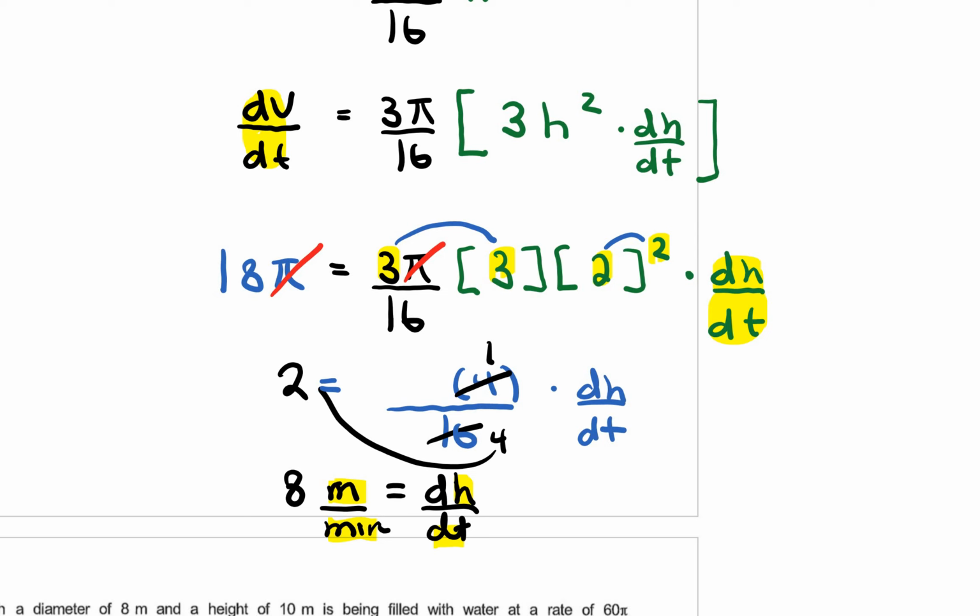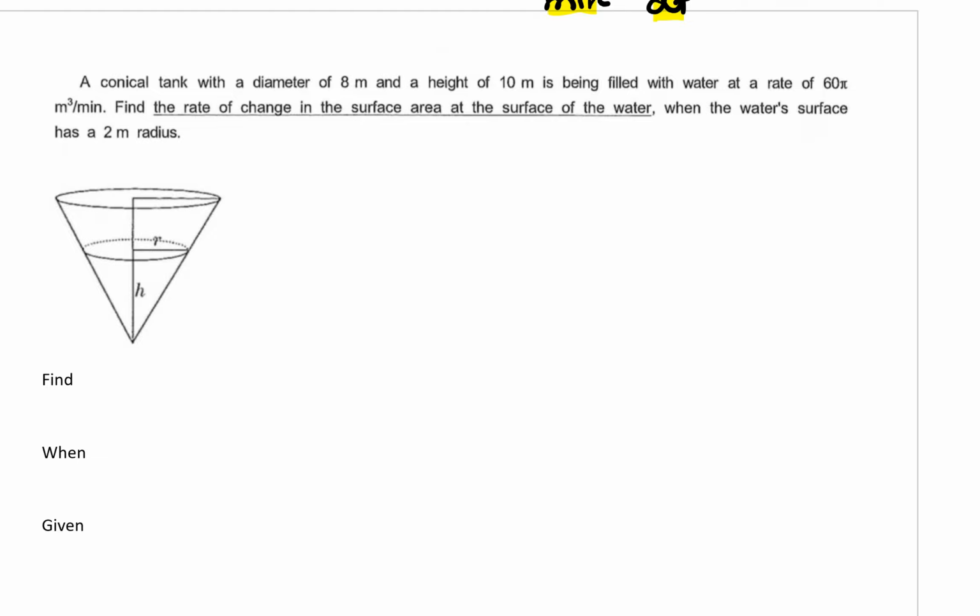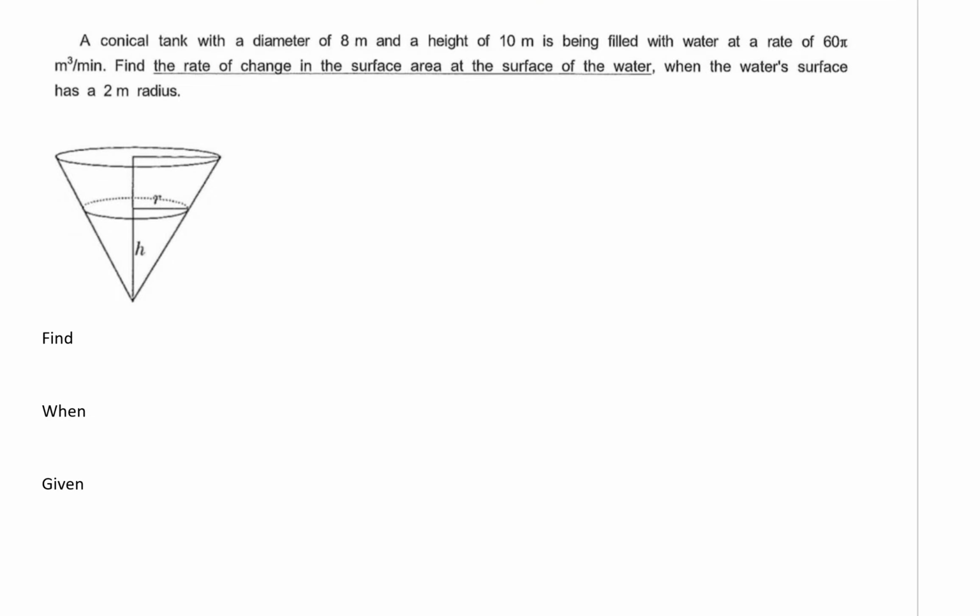Okay, let's take a look at the next conical tank problem. In this problem, the conical tank has a diameter of 8 meters and a height of 10. So if I put those numbers into my inverted cone here, the height is going to be 10. And the radius, since the diameter is 8, should be 4 here. And this is probably a good hint that we need to use the similar triangles property later in the problem. And it's being filled with water again at a rate of 16π meters cubed per minute.